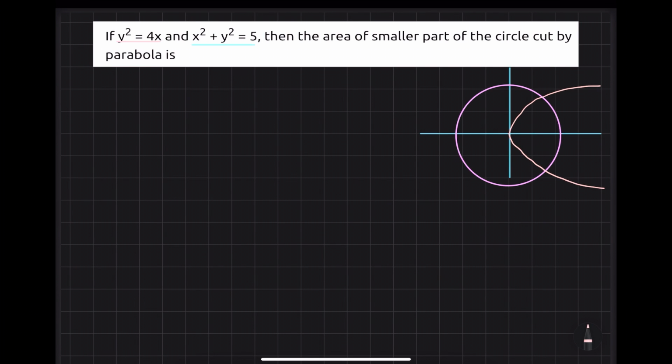Okay. So they are saying that the area of the smaller part of the circle cut by the parabola. So suppose that this piece is being removed by the parabola. So these guys are interested in finding the value of this part. Can I say that if you find the area of this piece, this piece area is exactly the same as below. So twice of this is the required area. Am I clear? So for that we need to find the intersection point.